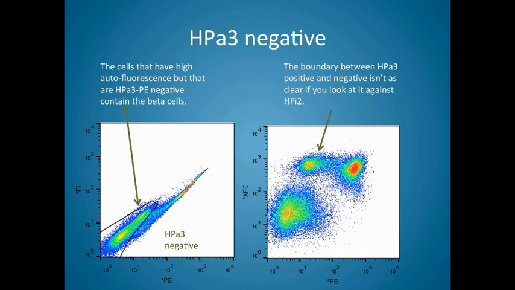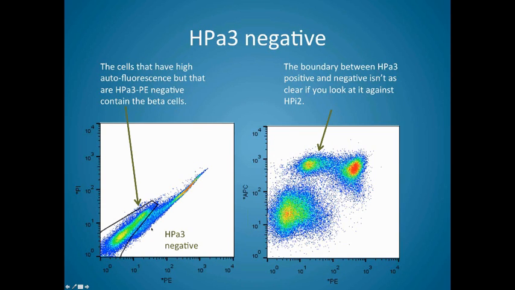So this is where the uncompensated PE shows a clear distinction between things that are PE positive and PE negative. The negative is showing up along the diagonal. The high autofluorescence cells here are actually the ones, this population here includes the beta cells.